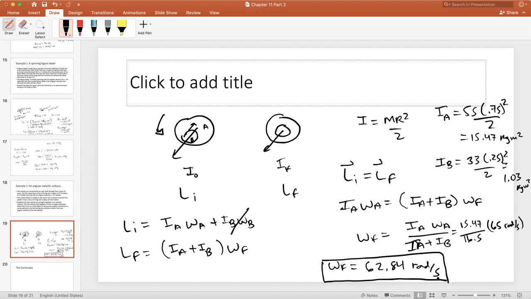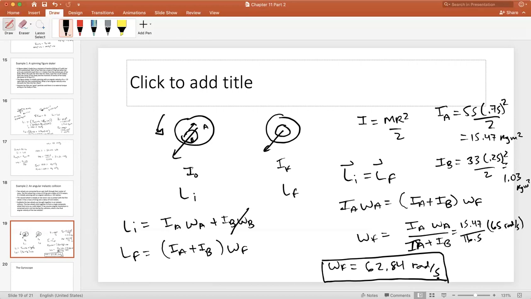If there are torques, then you can use the constant angular acceleration equations, which we did last time in the last lecture. And other than that, it's not too bad. I actually think this stuff is easier than what I did in chapter 11 problems part 1.